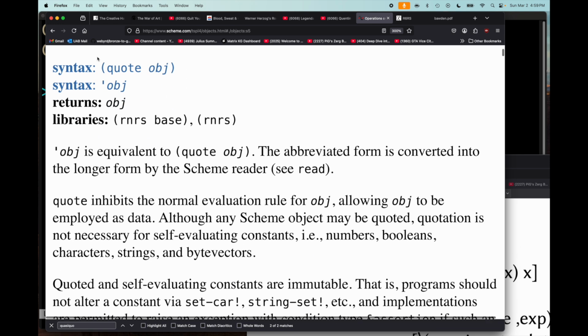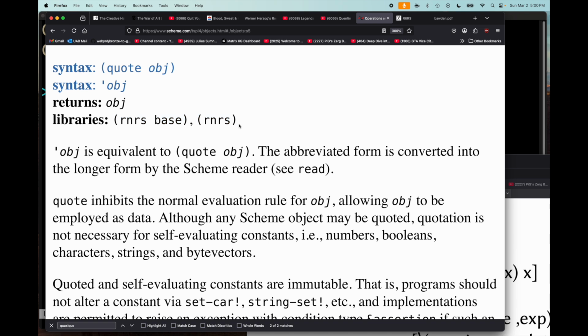And then we have a description of quote, and the alternative syntax, right? So we have quote of some object obj, and the single tick character of obj, those are equivalent. And what's the result of evaluating that? It returns obj. Okay, quote of obj is obj. Quote of datum is datum. And it tells you the libraries.